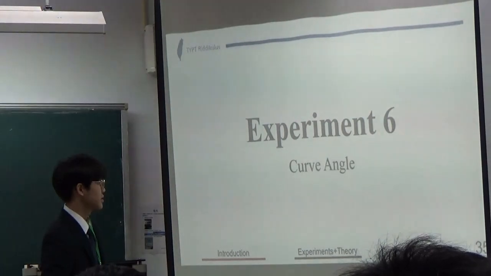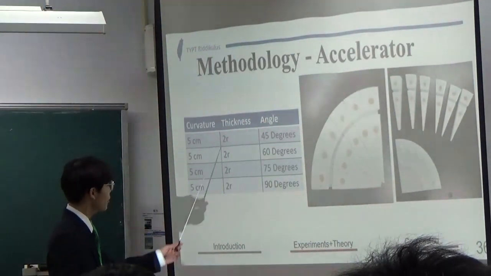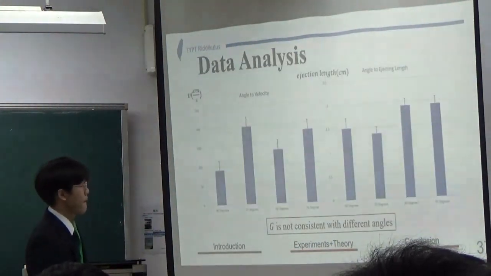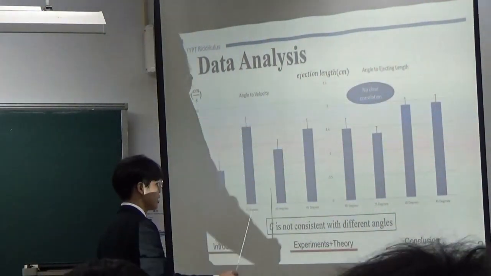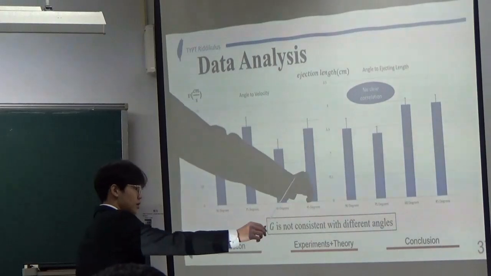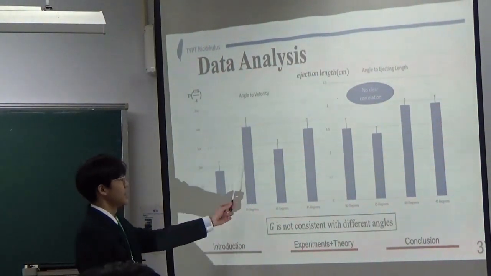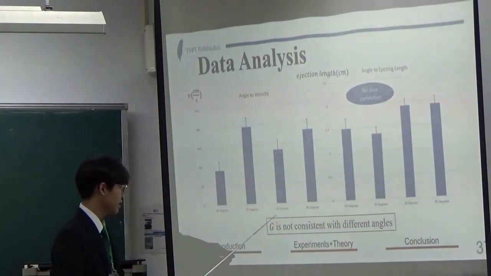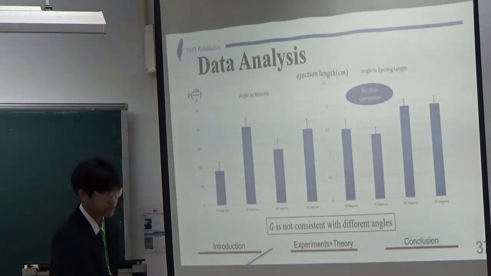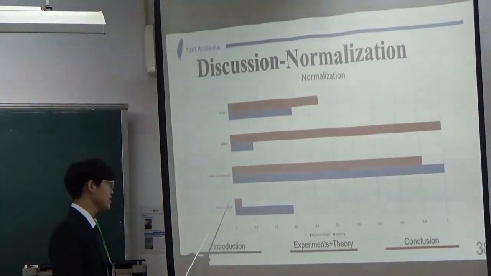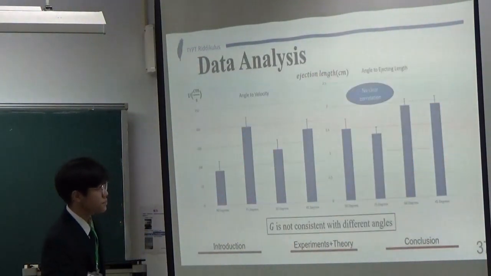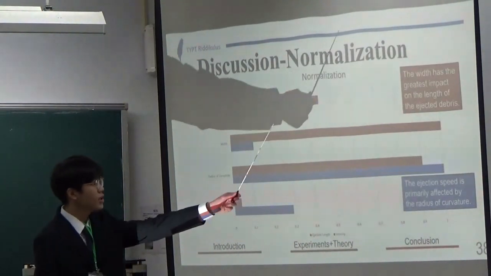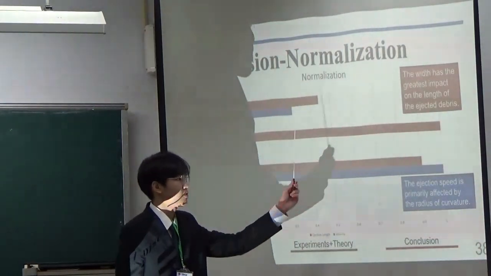Now, experiment 6, curve angle. We do this experiment with different angles. And now our data analysis. As you can see, there is no clear correlation between the angle and the velocity or the ejection length. So we can conclude that G is not consistent with different angles. And now is the normalization. We compare our 4 experiments and find that the width has a great impact on the length of the ejected debris.